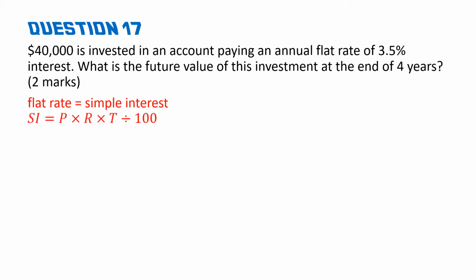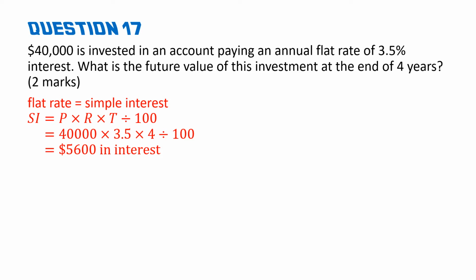So remember, our simple interest is the principal times the rate times time divided by 100. So principal is the amount that we are borrowing, or in this instance, investing. So that's going to be 40,000. Our rate is 3.5%, and our time is going to be 4 years. So just substituting in those numbers, I can plug that into a calculator, and we get that our simple interest, this is just the interest, is going to be $5,600. So that's how much interest over 4 years our $40,000 is going to make.